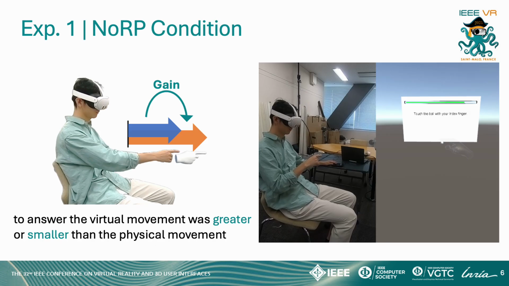In the no replay condition, participants did not see any replay. We measured the conventional detection threshold for gain warp by asking participants, after each reaching movement, whether the virtual movement was greater or smaller than their physical movement.